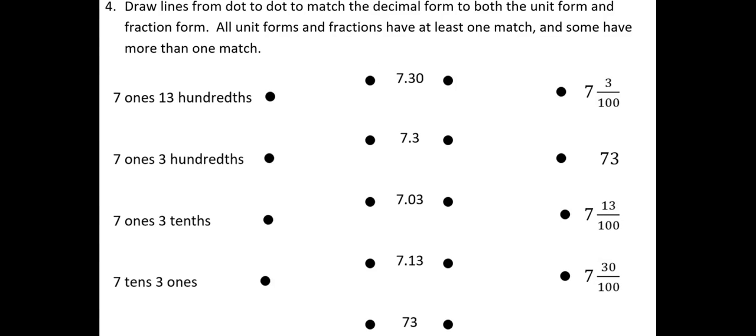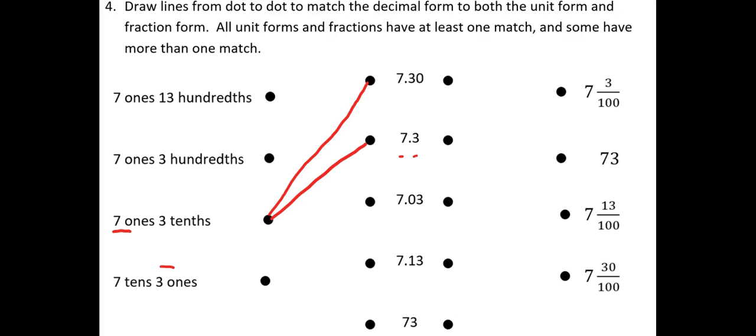In this section, we're going to draw lines from the unit form of a number to the decimal form to the fraction form. The directions point out that all unit forms and fractions have at least one match, and some have more than one match. For example, if I drop down to this one that says 7 ones and 3 tenths, I know that I can match it with this decimal, 7 ones and 3 tenths. I can also match it with the top decimal because 7 ones and 3 tenths is the same thing as 7 ones and 30 hundredths. So we can make that match as well.